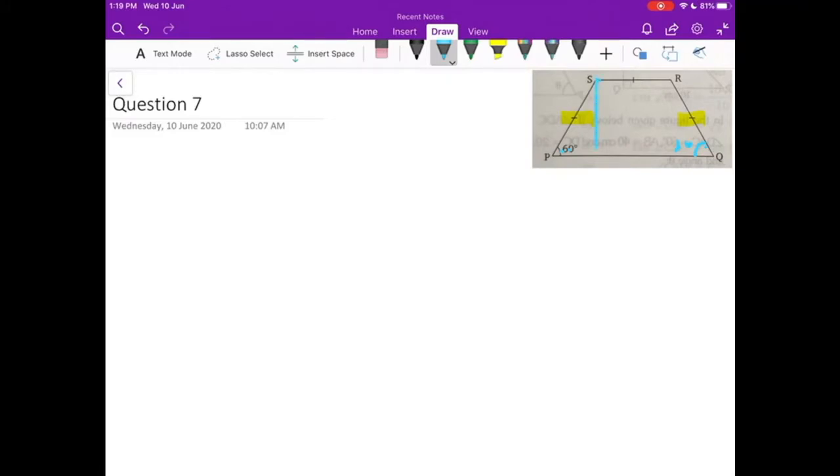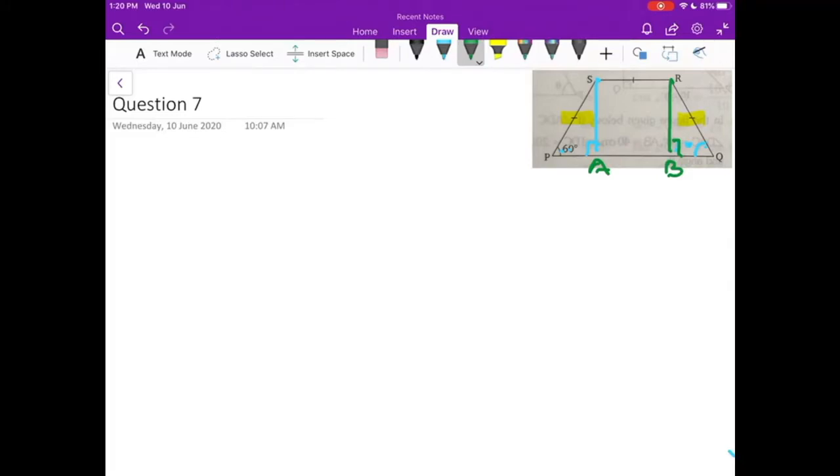Draw a line from S straight down to PQ, and this line is 90 degrees. In the same way, draw one more line. Let me draw the second line with the green one. Draw one more line, and this is also 90 degrees. Okay, now since you have PQRS, let me name these two points, this point as A, and this point as B.